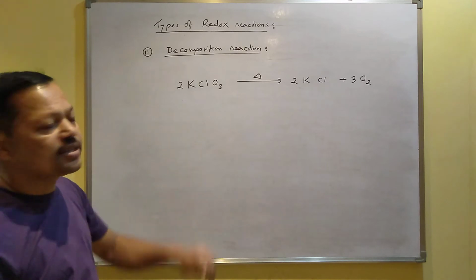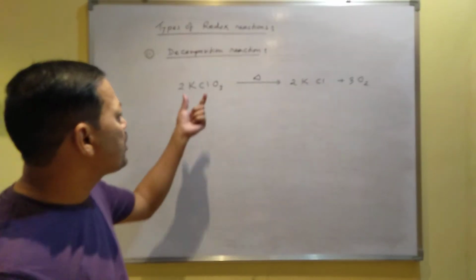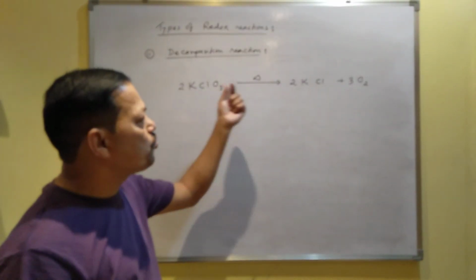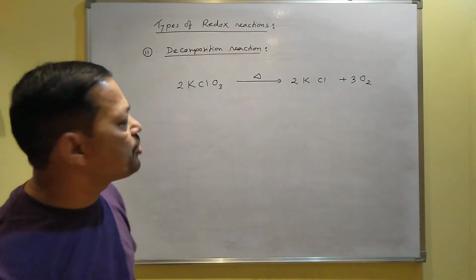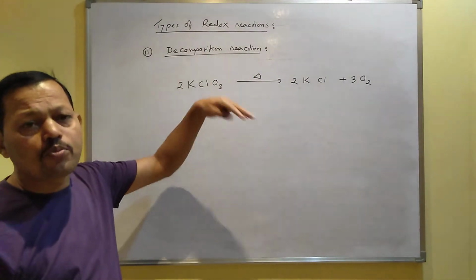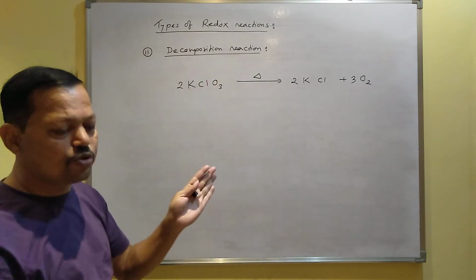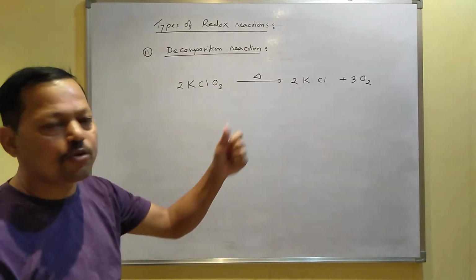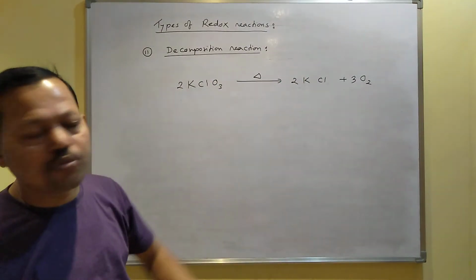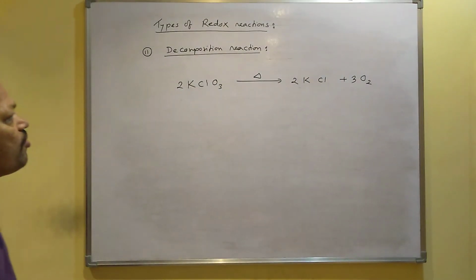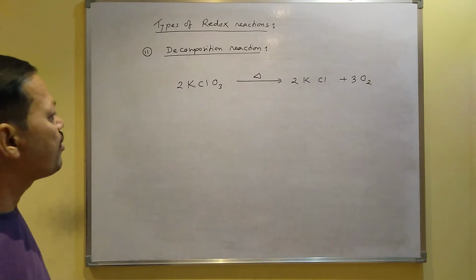This type of reaction is called decomposition reaction. When one substance undergoes decomposition to produce 2 or more products, then this type of reaction is called decomposition reaction. And decomposition is opposite to combination. In combination, 2 substances combine to give a single product, and in decomposition, a single reactant gives 2 or more products. So this is completely opposite of combination reaction.